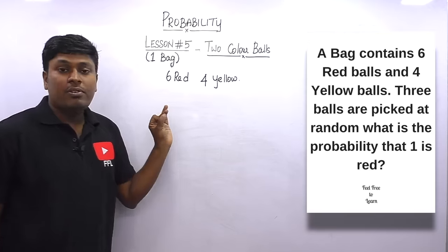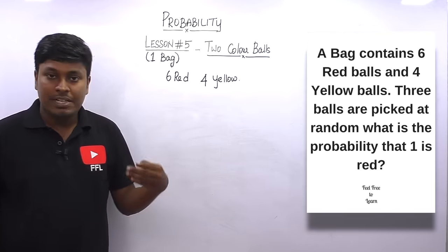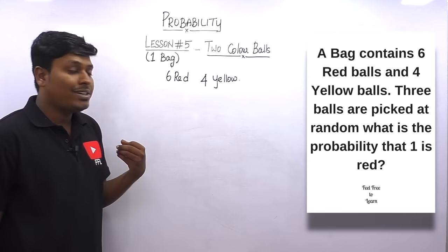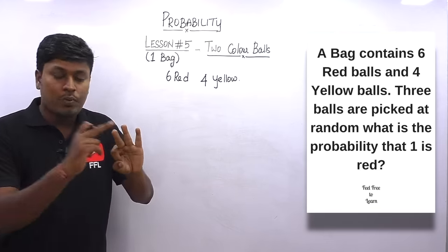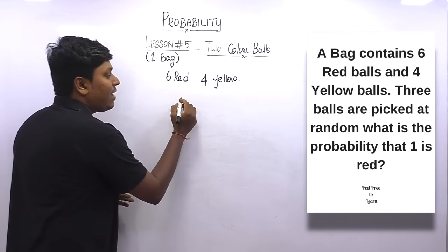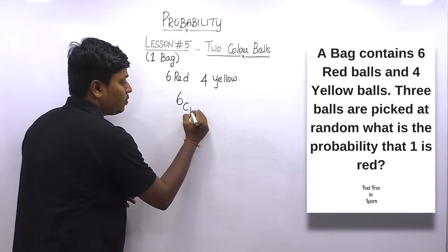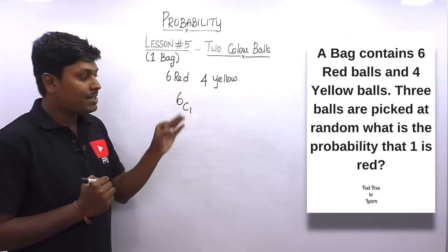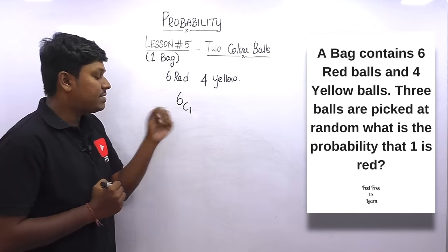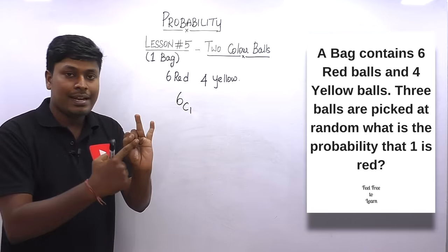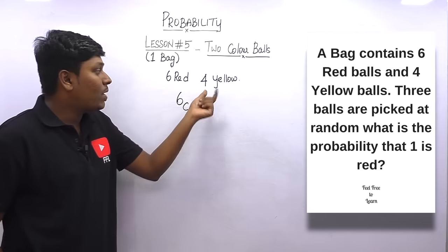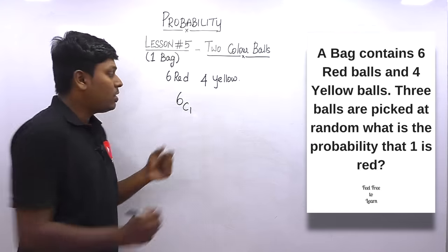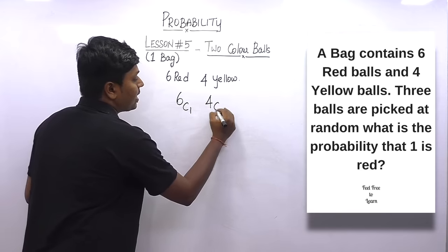So what is the formula for probability? Sum of observation divided by possibility. Let me concentrate on the numerator, sum of observation. How many red balls should be there? Out of 3, 1 should be red. Here in total we have 6 red balls. So 6C1. According to the question, their target is 1 should be red, so 6C1. We have taken 1 red ball. How many balls are still remaining? 2 balls are remaining, right? What is the remaining color? Which is yellow. So out of 4 yellow, our target is to pick 2.